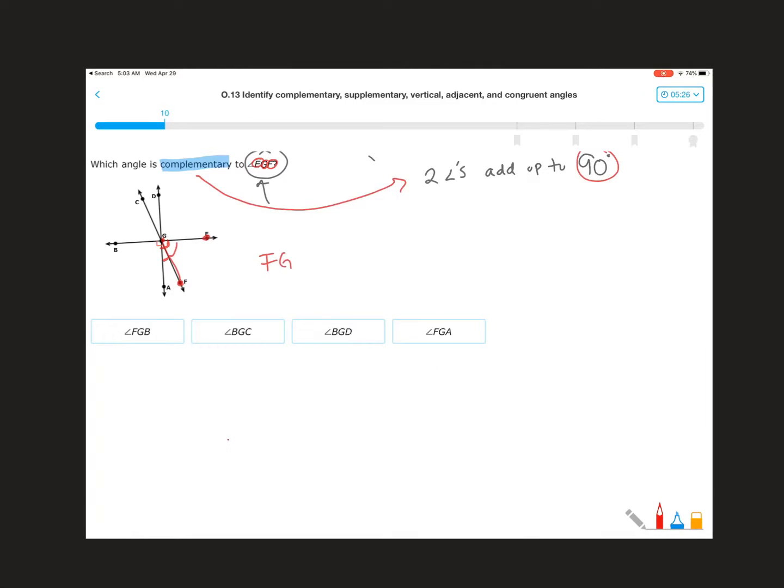FGA. And so what I'm explaining here is that you can actually write an angle two ways. You can write it FGA or AGF. As long as that G is in the middle, you're talking about the same angle. But look at your answer options. They don't give you an AGF. So that must be your answer. So that angle plus this angle is complementary. They're 90-degree angles. Yep. All right, let's see.